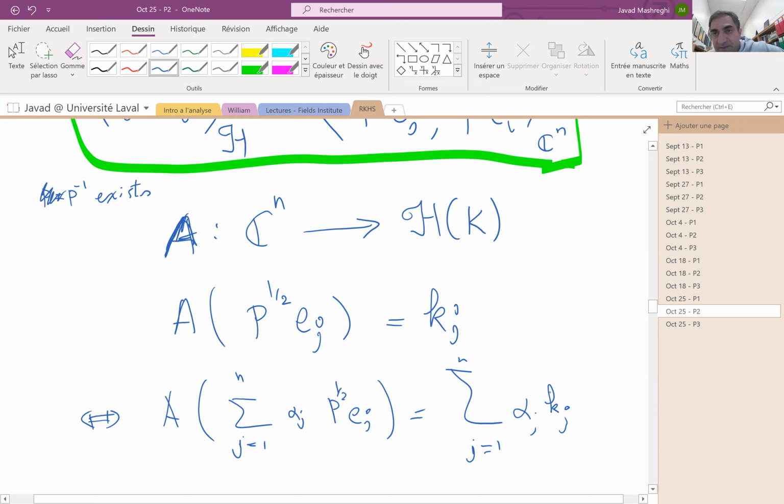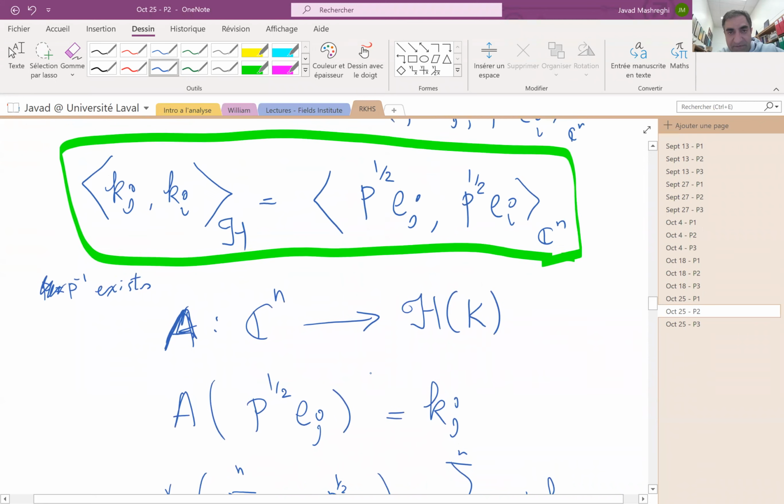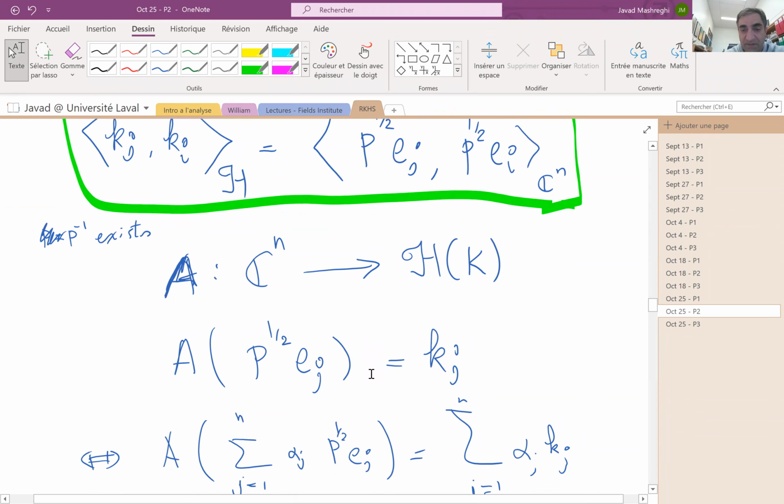And the question is, as we witnessed before, why is this well defined? We can have a vector with different representations. And the reason is this boxed formula. If you multiply by alpha_i bar, alpha_j, and then sum from 1 to n over both i and j, you obtain the isometry that I mentioned we needed.